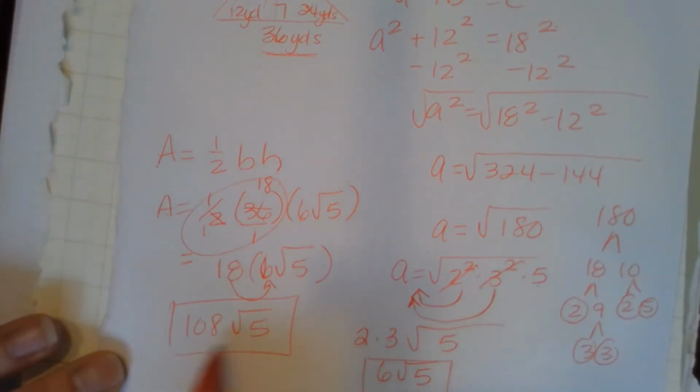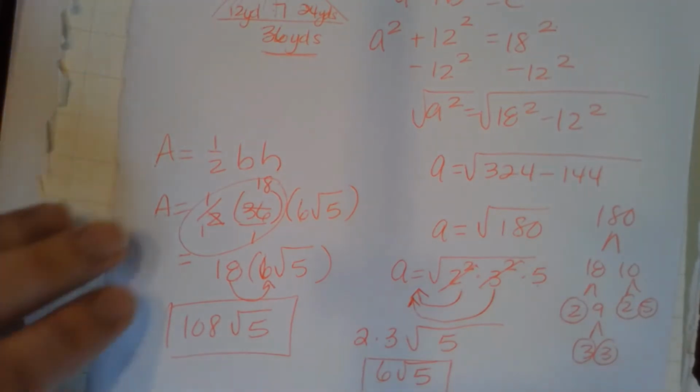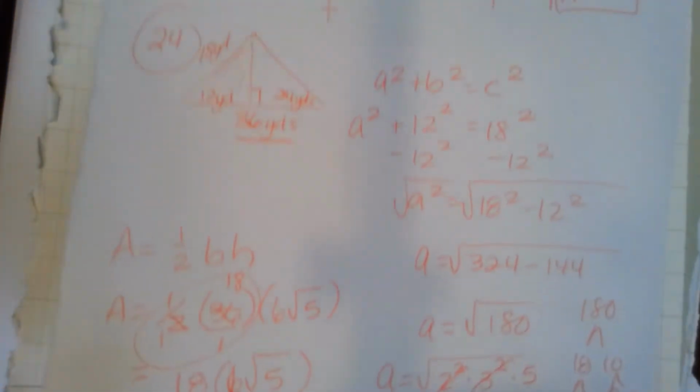And 5,000 years later, you have your answer for number 24. I know, what a beating. All right, so that's 21 and 24.